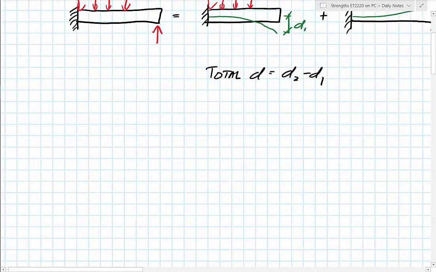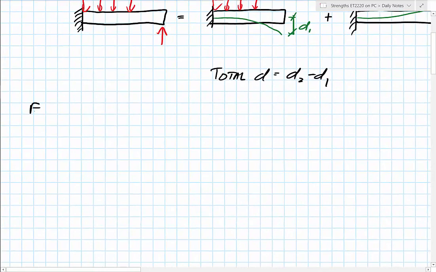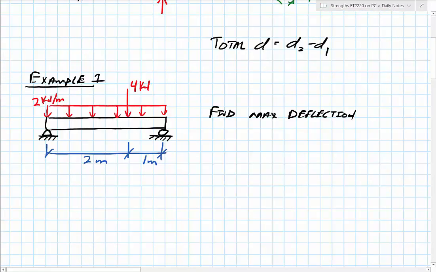So let's take a look at an example of how I would put all this together using these tables. For this example 1, we're given a simply supported beam 3 meters long, and we have a distributed load across the entire beam of 2 kilonewtons per meter. We have a point load of 4 kilonewtons acting at 2 meters from the left-hand side, and we're asked to find the maximum deflection.